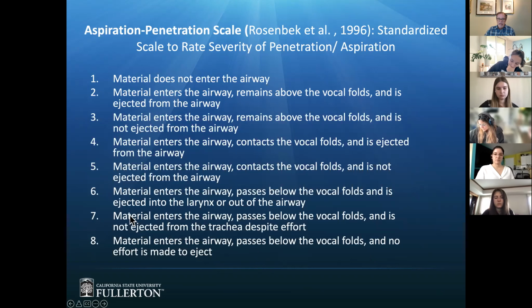A little bit better than that, a number 7 is material enters the airway, passes below the vocal folds, and is not ejected, but the patient has tried. You can see that's a little better. It still doesn't work, but at least it's a step in the right direction. Number 6, the material enters the airway, passes below the vocal folds, it's aspirated, and it's ejected out of the larynx and the airway. That's what we all do. Occasionally we do a number 6, each of us.